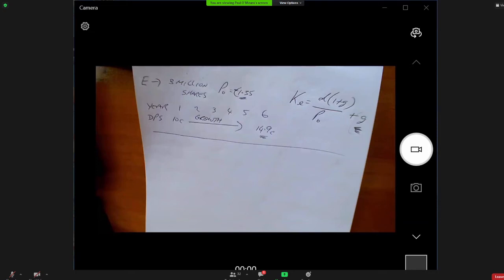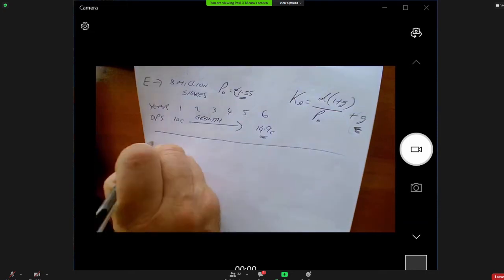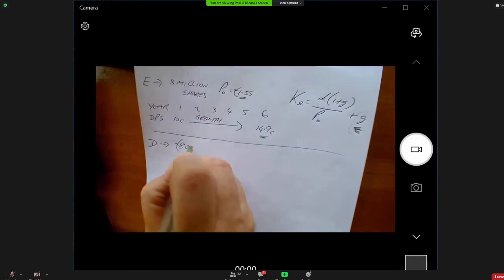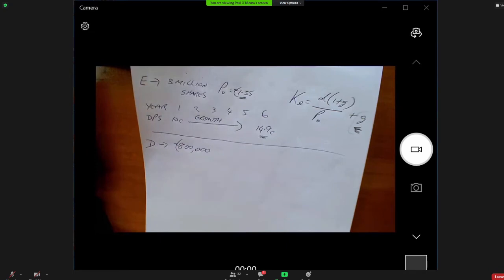800,000 of 8% debentures. So this is what's called a borrowing facility. The amount they borrowed is 800,000 euros. The coupon is 8%. That's the interest rate. And it's redeemable at par in 5 years.